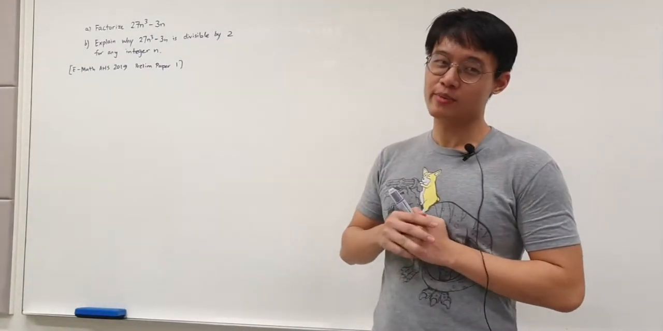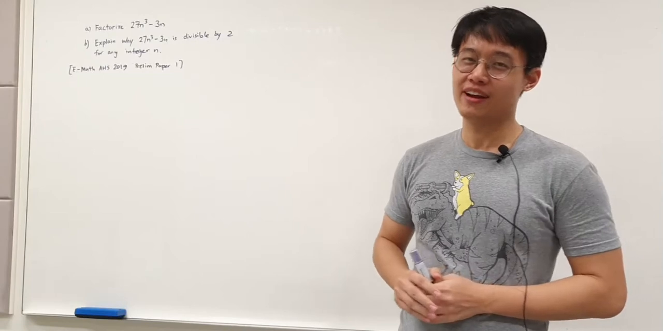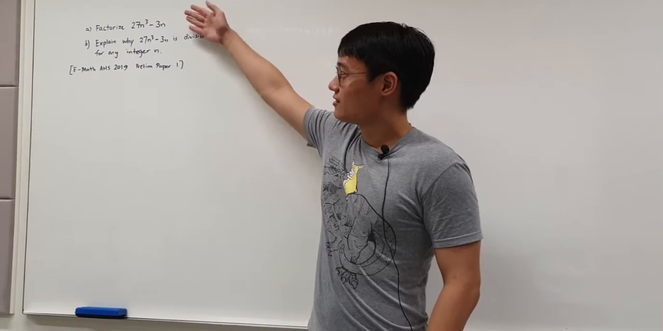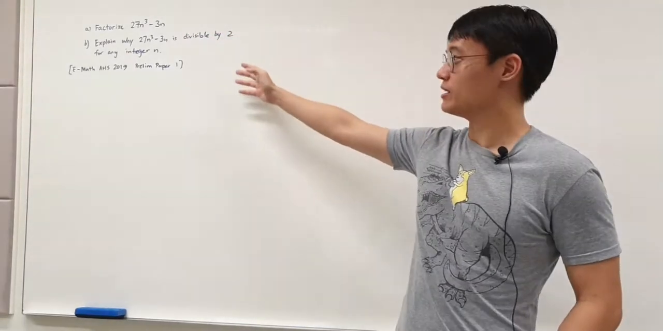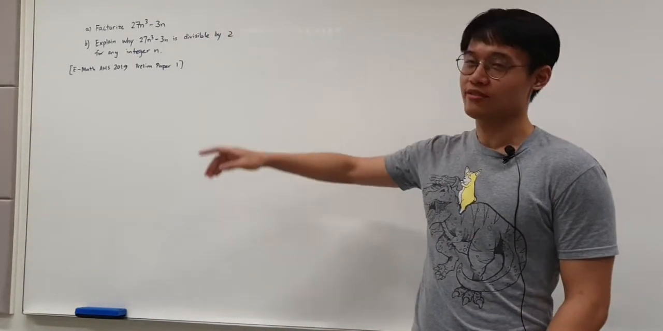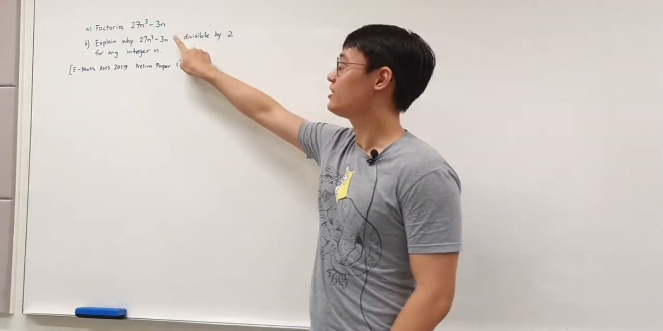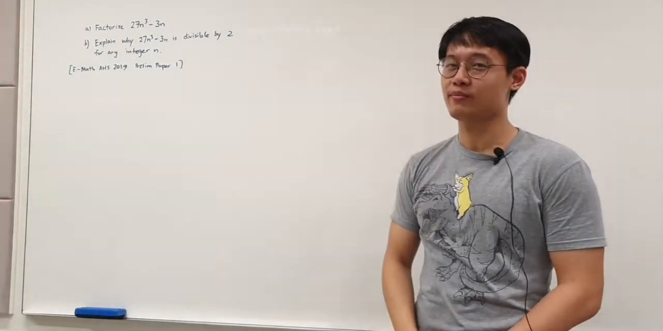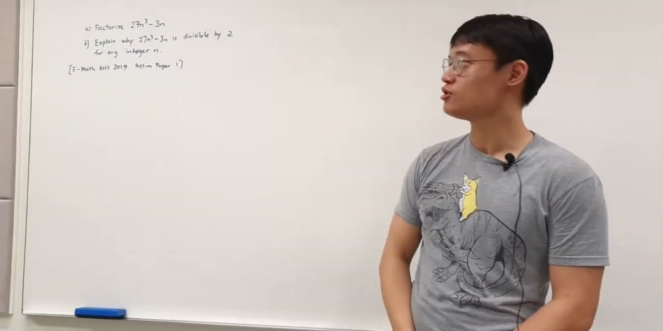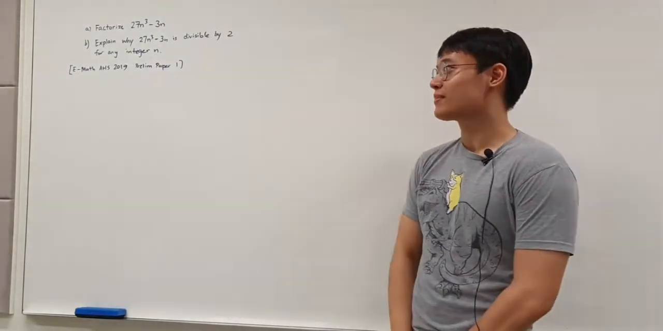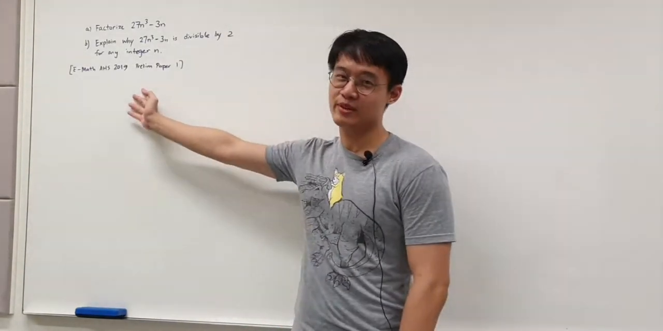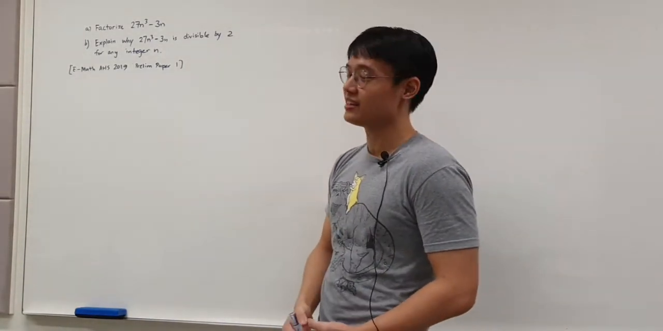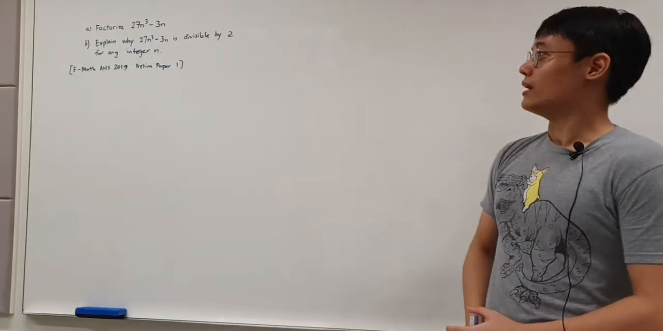Today we will be going through how to factorize numbers in a topic called algebra. Here are some of the questions that we'll be doing together today. First question is to factorize 27n cubed minus 3n. Second question is to explain why 27n cubed minus 3n is divisible by 2 for any integer n. This question is contributed by AHS, Anglican High School, from the 2019 prelim paper 1.